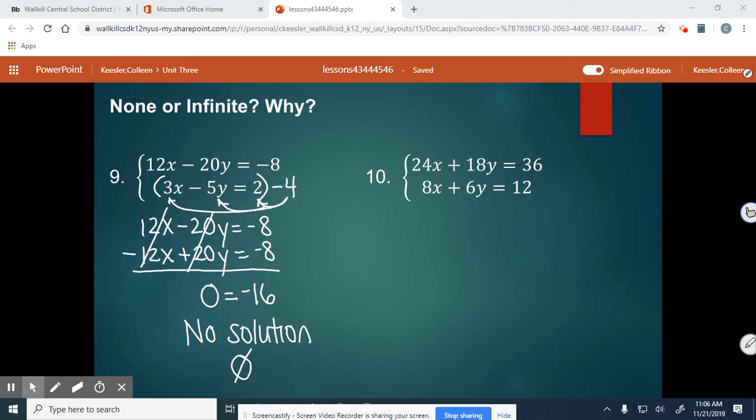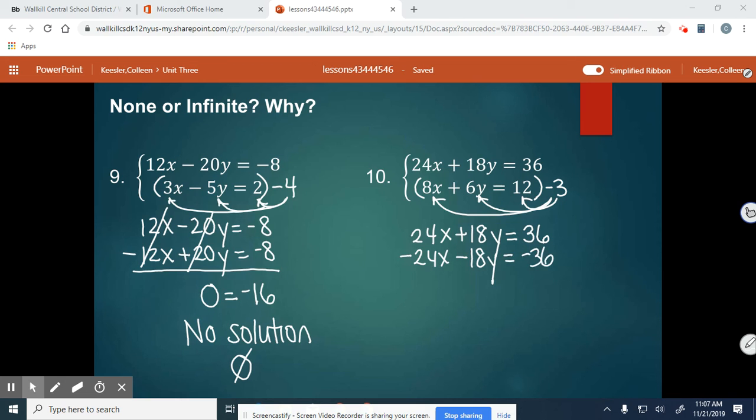Then over here, I don't have opposites, but if I multiply 6 by 3, I get 18. So to make it opposites, I can multiply by negative 3. So again, let's see what happens. If I bring down the first one, I get 24x plus 18y equals 36. Then I multiply the bottom one by negative 3. I get negative 24x minus 18y equals negative 36. So negative 24 and 24 cancel out. 18 and negative 18 cancel out. 36 and negative 36 cancel out. So 0 equals 0. So this means that both equations are essentially the same and I have infinite solutions.